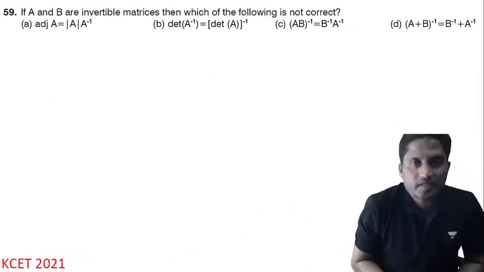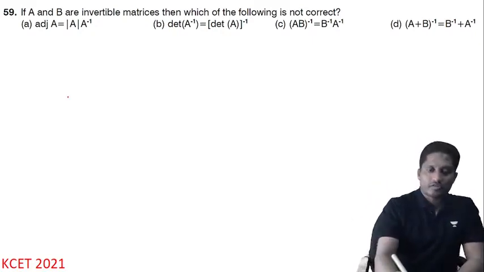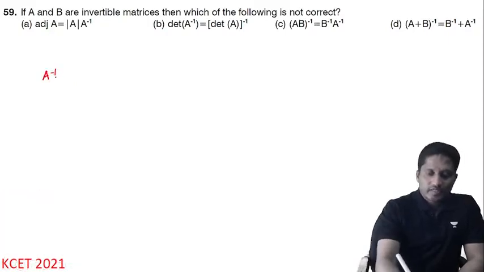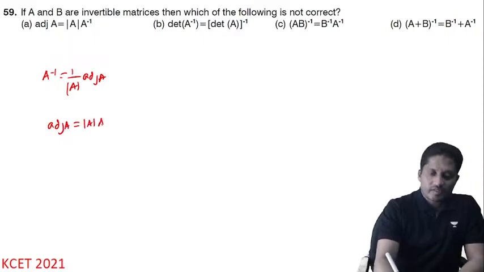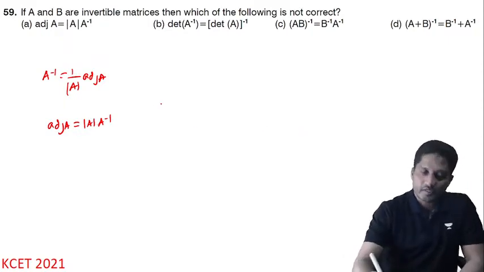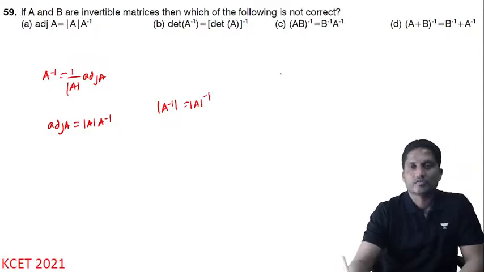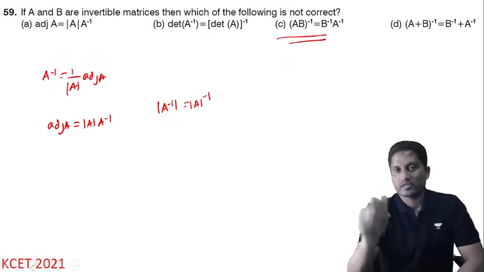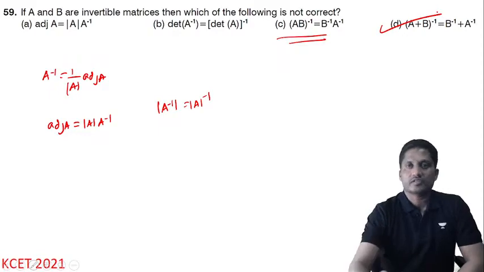Okay, question number 59. A and B are invertible matrices, then which of the following is not correct? First option is true. A inverse is equal to 1 by determinant of A into adjoint of A. If you cross multiply, you will get adjoint of A is equal to determinant A into A inverse. This is true. Second option is also true. Determinant of A inverse is equal to determinant A whole inverse. Even B is true. Third option, obviously (AB) inverse is B inverse into A inverse. This is also true. That's called the reversal law of inverses. Alright, option D is false.